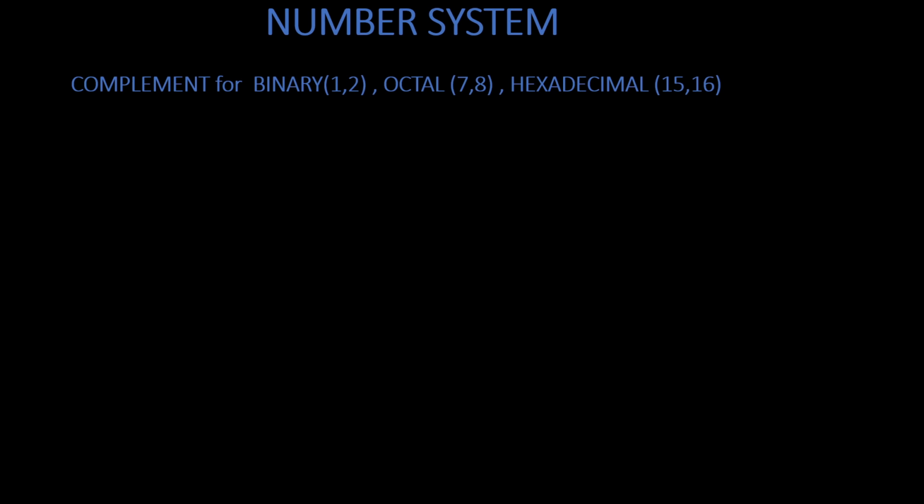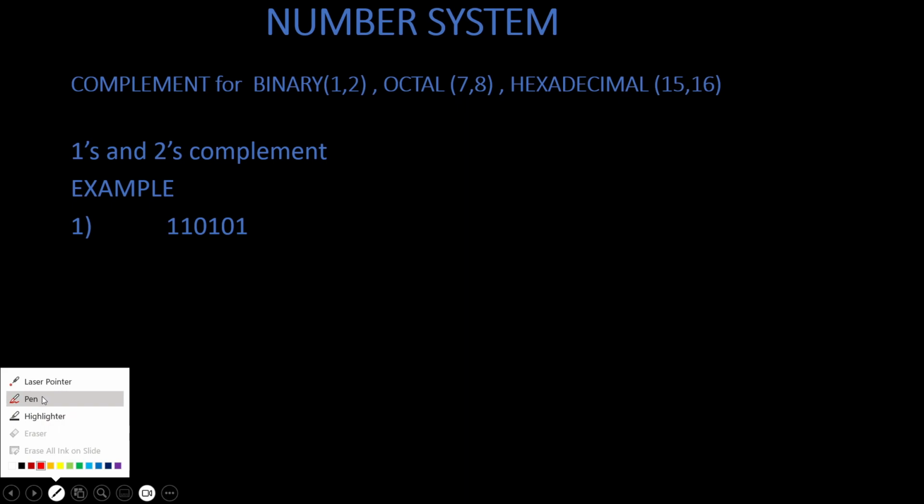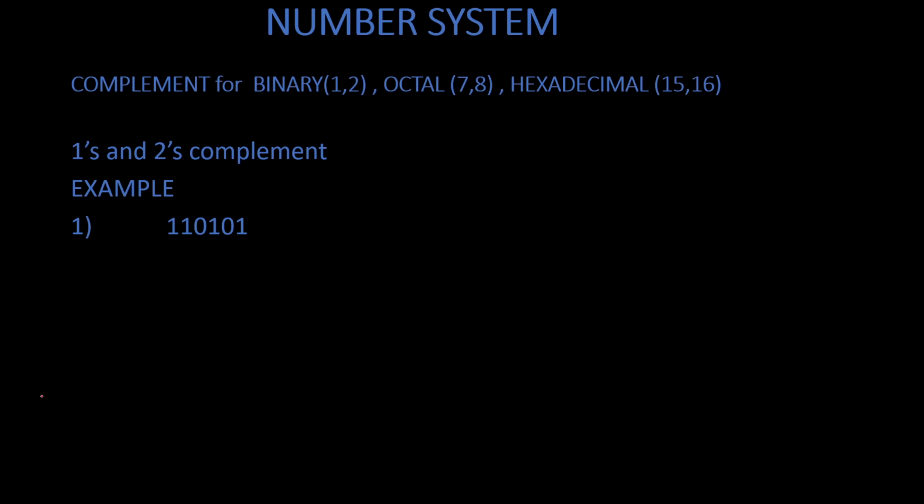First, let's start with binary. For binary, there are one's and two's complement. Let's take an example for the one's complement. For one's complement, we just have to reverse the digits of binary. 1 becomes 0, 0 becomes 1, 1 becomes 0, and so on.